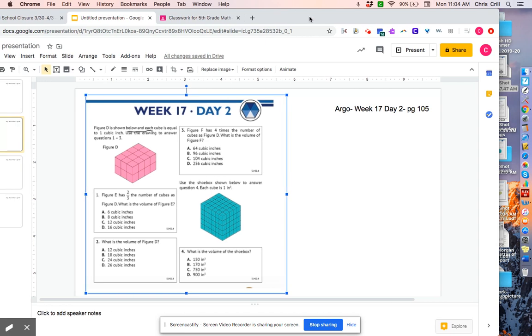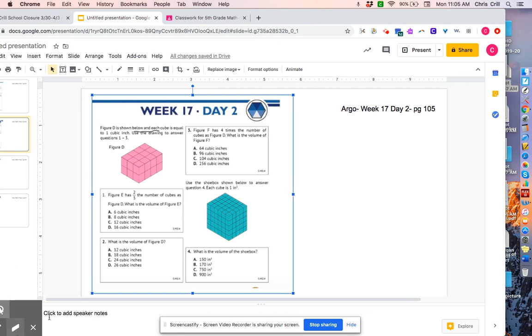Hello. We are working on Argo, week 17, day 2, which is page 105 in your Argo book. I'll give you a minute to get that out. Page 105.